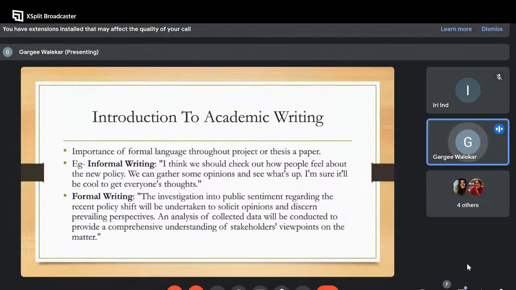It becomes very important because it creates a foundation, making our work clear, precise, and professional. It should follow specific rules like using third person language, avoiding shortcuts, and sticking to certain formats. So formal writing shows how serious we are about our research and helps us communicate very effectively.